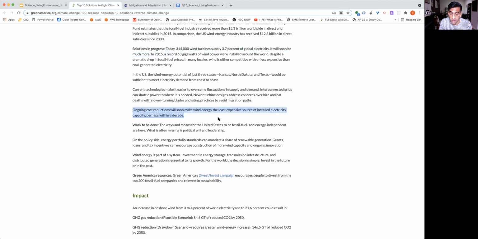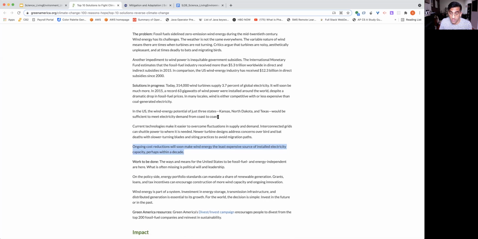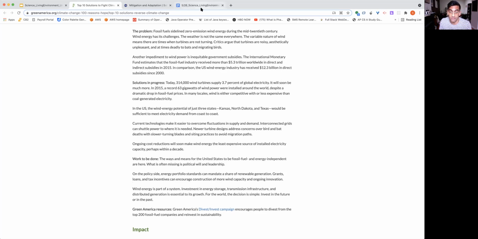Ongoing cost reductions will make wind energy the least expensive source of installed electricity capacity, perhaps within a decade. So I should have added this into the document as well. Wherever you see statistics, you want to try to make a note of that, because that'll be a good chance that either you're talking about reasons why this is a good solution or obstacles to solving the problem of climate change with this particular policy.